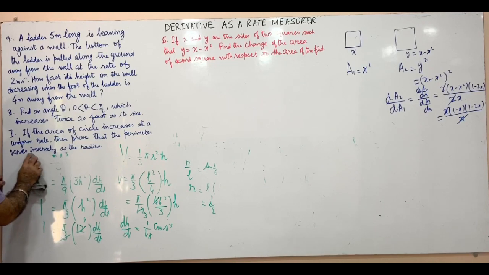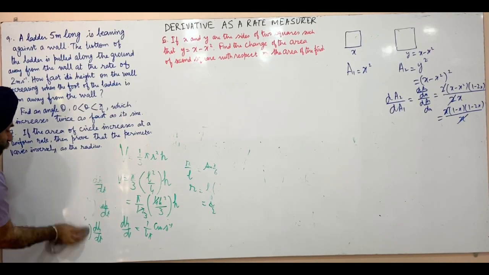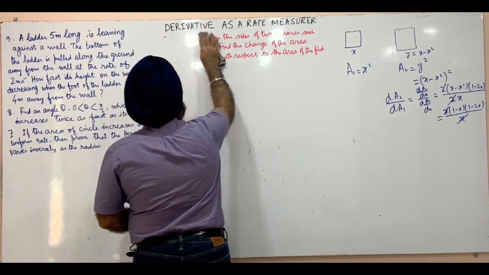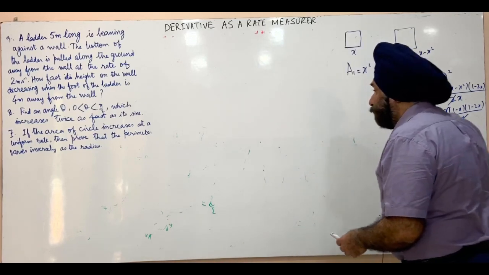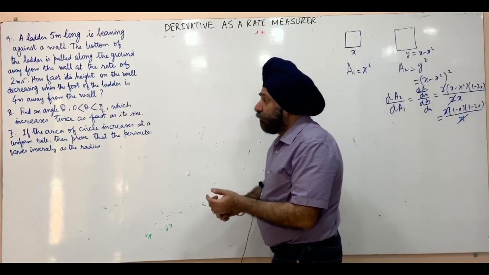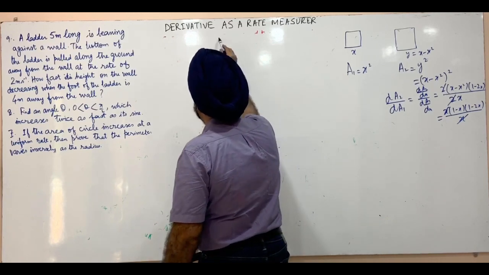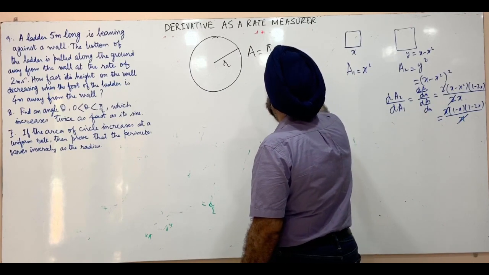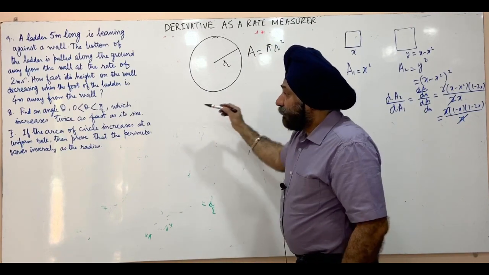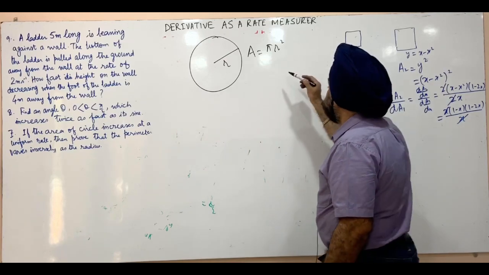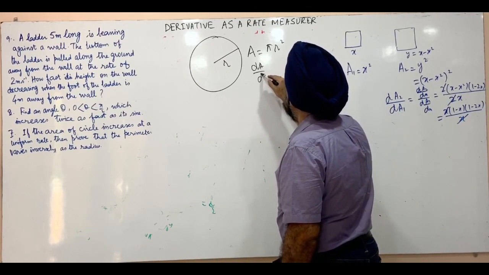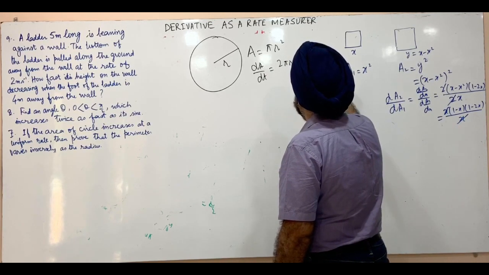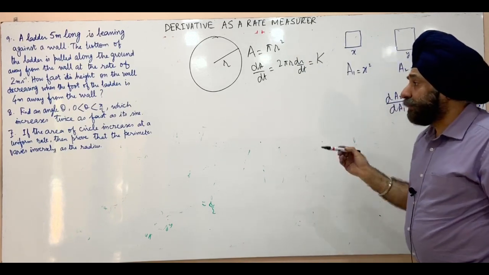The seventh question: area of a circle increases at a uniform rate. Let's say we have a circle of radius r, so that its area is pi r squared. Area of the circle increases at a uniform rate, that's dA by dt, which will be 2 pi r into dr by dt. This is uniform, this is constant, let us say this is k.